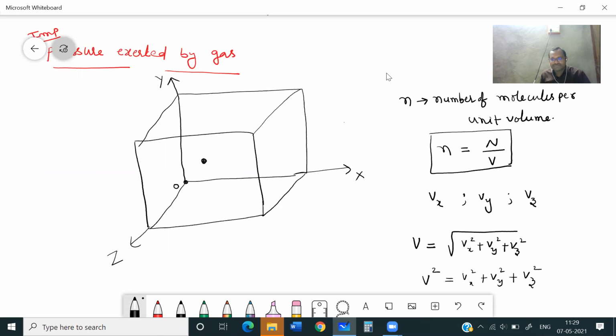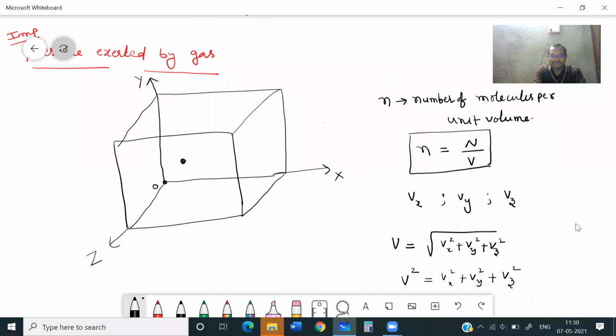Are you understanding what I am saying? Some n number of gas molecules are present. In that, some are moving along the x-axis, some along the y-axis, some along the z-axis. Due to that, some have velocity vx, some vy, some vz. Now the total gas velocity: v square is equal to vx square plus vy square plus vz square. Just remember this equation, later it will be useful for you.